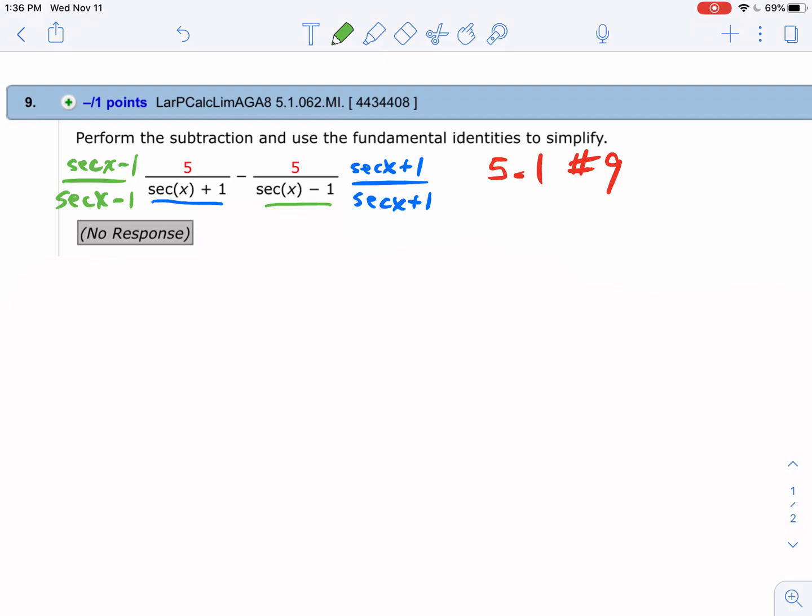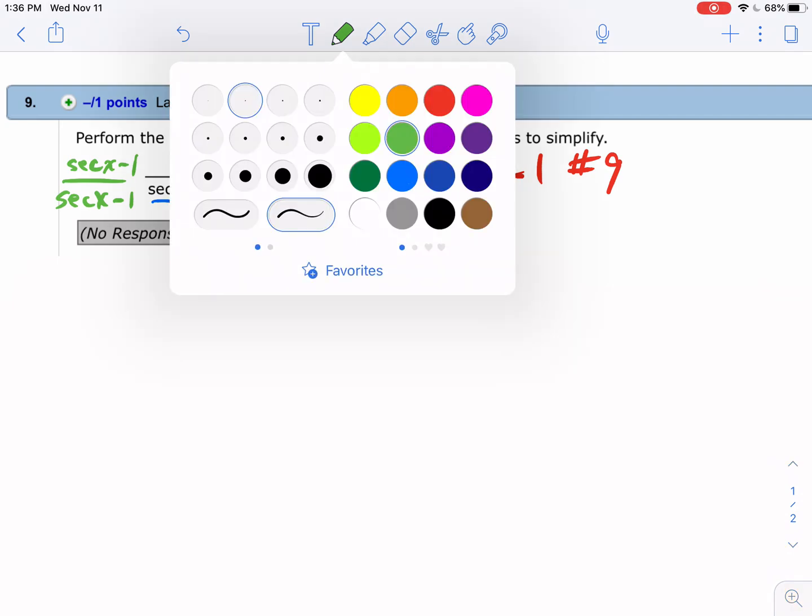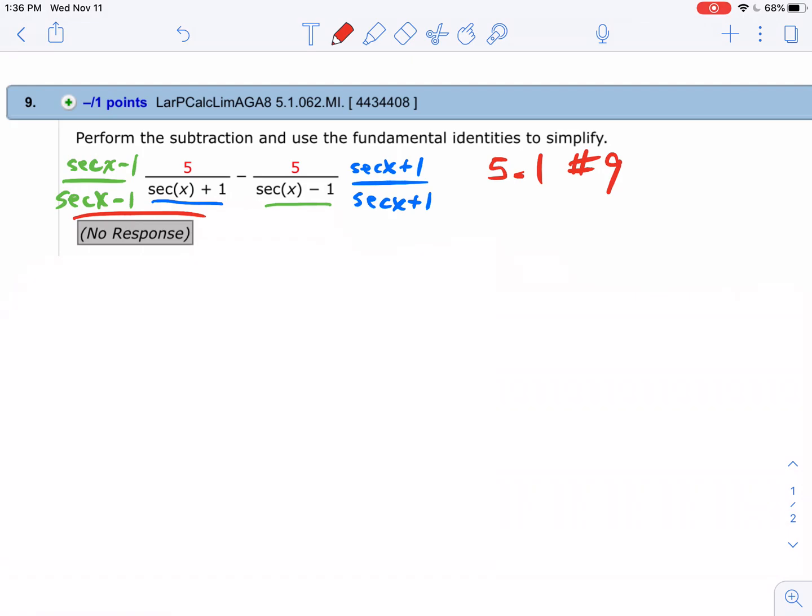What I'm doing is getting a common denominator, and so what you'll notice is my green and blue expressions are equal to 1. So when you multiply by 1, you don't change things. But now the key is I have a secant x minus 1 and a secant x plus 1, secant x minus 1 and secant x plus 1. So secant of x minus 1 and secant of x plus 1 for my denominator.